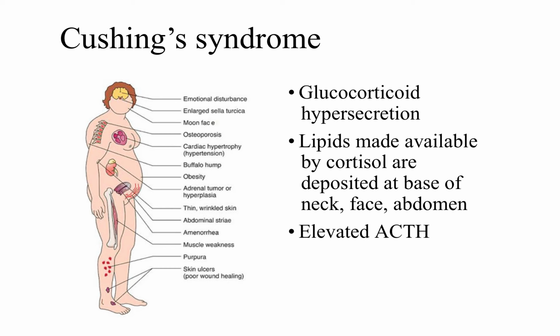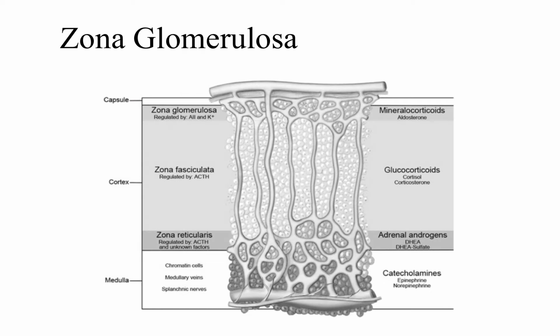We can see cardiomyopathies, difficulty healing skin, ulcers, or other types of injuries, reproductive issues. But the main thing that we see is this lipid maldistribution is the most frank or easy to see presentation in Cushing. All right, so that was our cortisol.